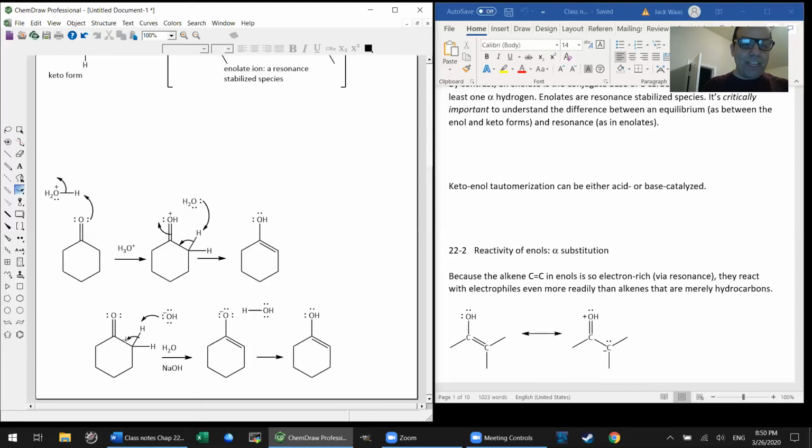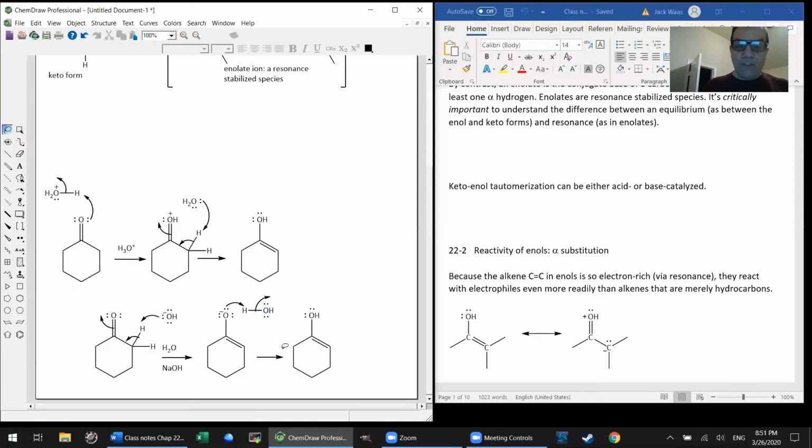We'll use the electron pair in the carbon-hydrogen bond to form a carbon-carbon pi bond, and we will break the carbon-oxygen pi bond. And in so doing, we're now putting a minus charge on oxygen. That's completely okay in alkaline solution. And so in order to complete the process in this direction, we simply protonate that oxygen using a water molecule. That's the most acidic species we've got around, and that will give us our enol form.